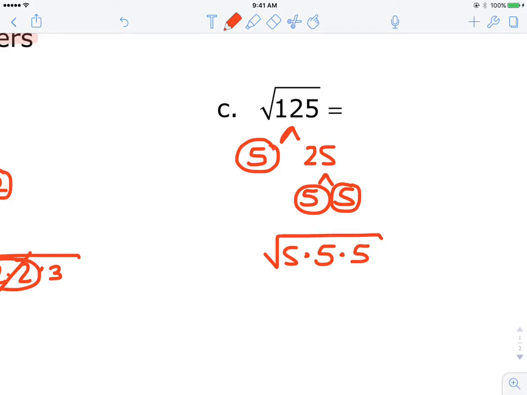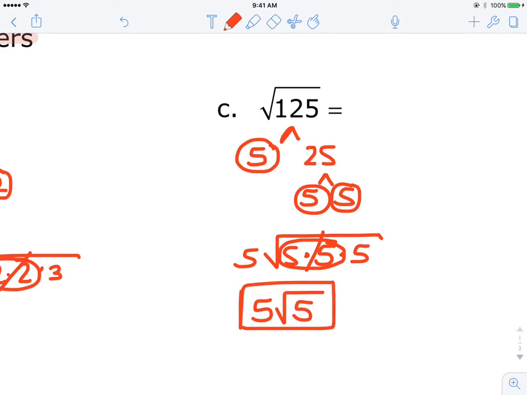All right, now still, even though we have 3 of this number, we can only take pairs. So I can only take pairs. Even though I have an extra one, I can't use it. So 5 goes on the outside, and that other 5 has to stay on the inside. So my simplified version of this is 5 square root of 5. Okay? And that's my final version here.